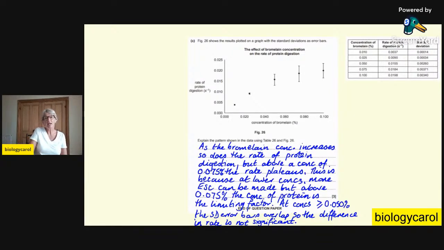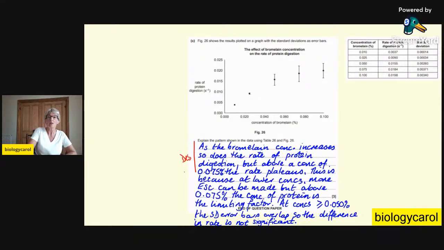So as the bromelain concentration increases, so does the rate of protein digestion. But above a concentration of 0.75%, the rate plateaus. Can I just point out, this is all description. I haven't started explaining yet, but I've got to do some form of description before I can start explaining.